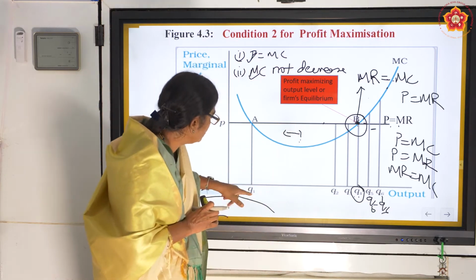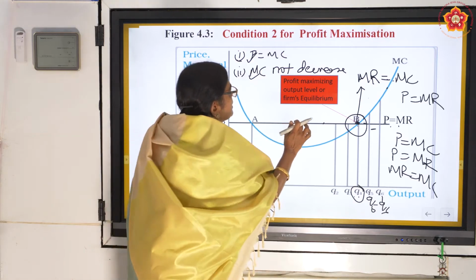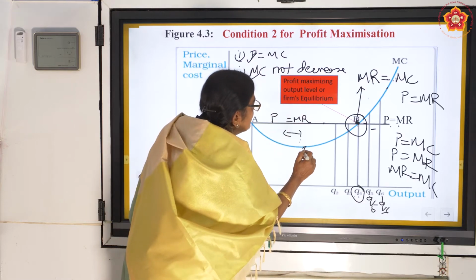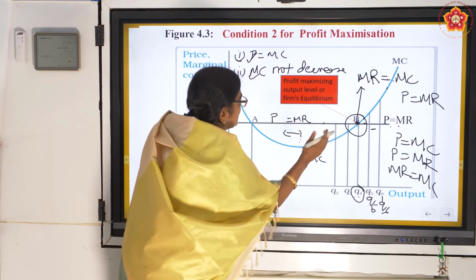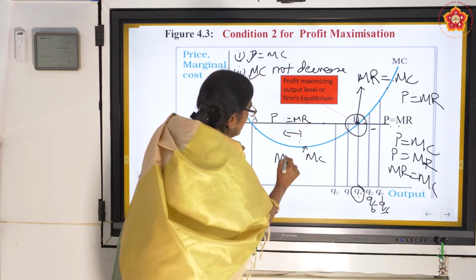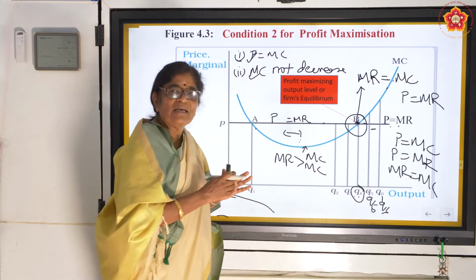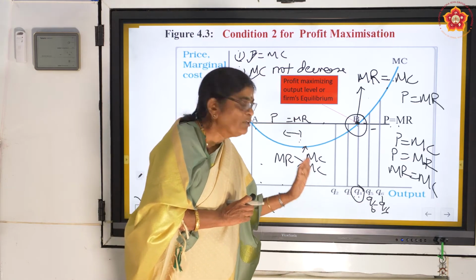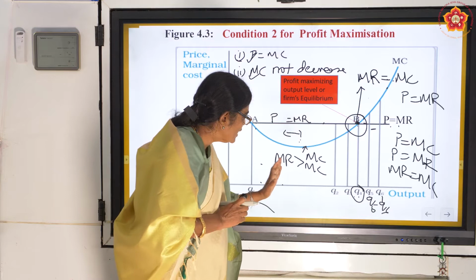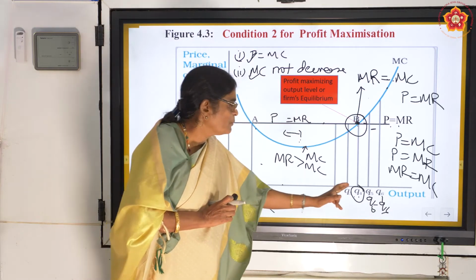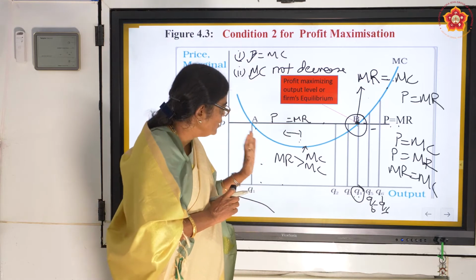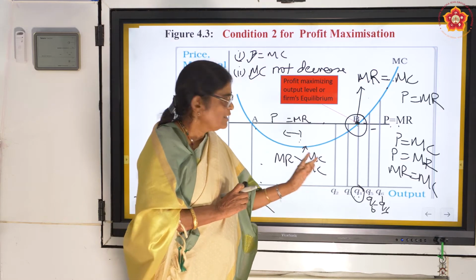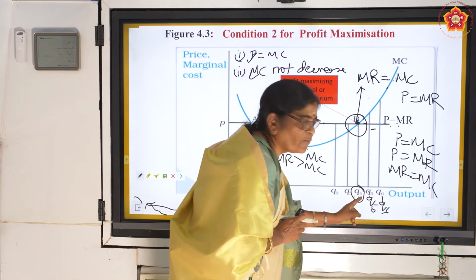Therefore, even in this region, the firm cannot stop the production because it is not advisable. Why? In this region, beyond the level of Q1, you can observe the price line or MR line is above, and this MC line is below. Therefore, what is happening in this region? In this region, MR is greater than MC. What do you mean by that? When you are producing at this level of output, each unit of output adds to the profit of the firm. Therefore, as long as MR is greater than MC, the firm will not decide to stop the production, because each unit of output adds to the profit of the firm.